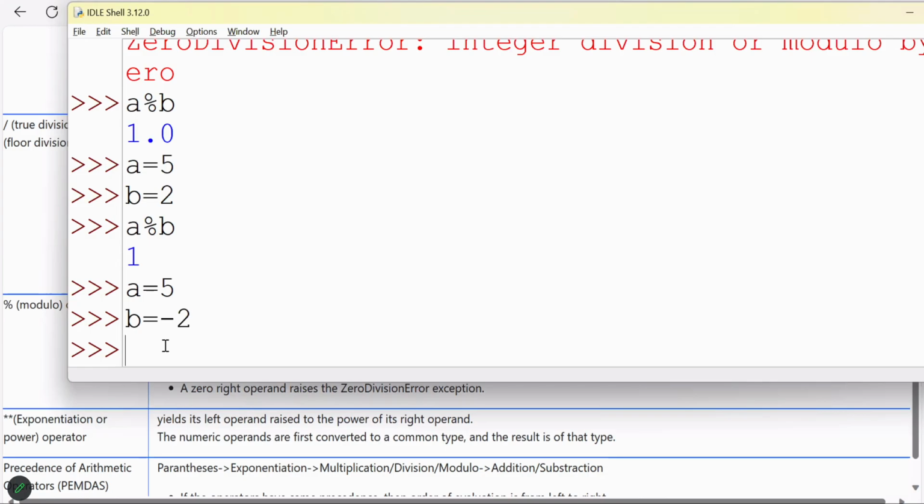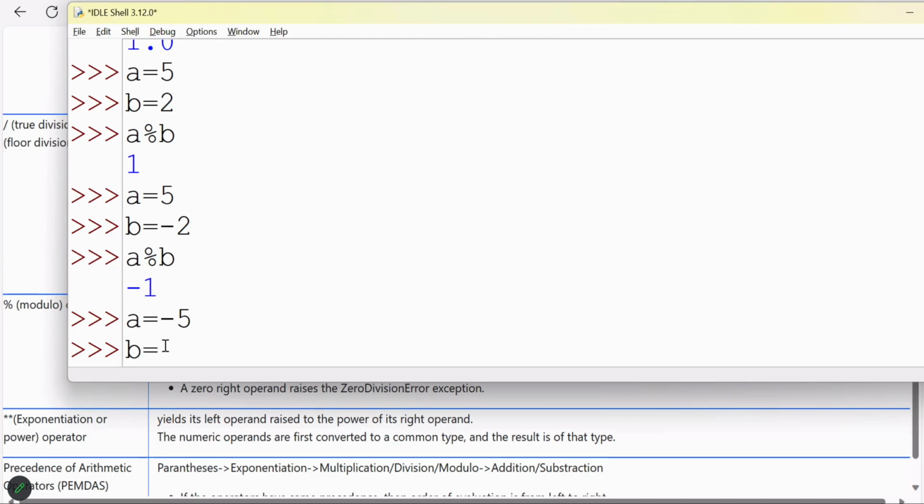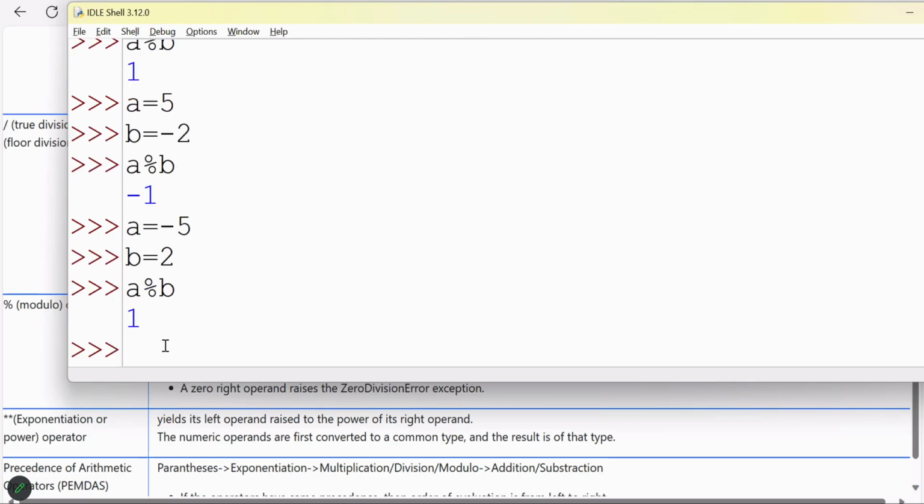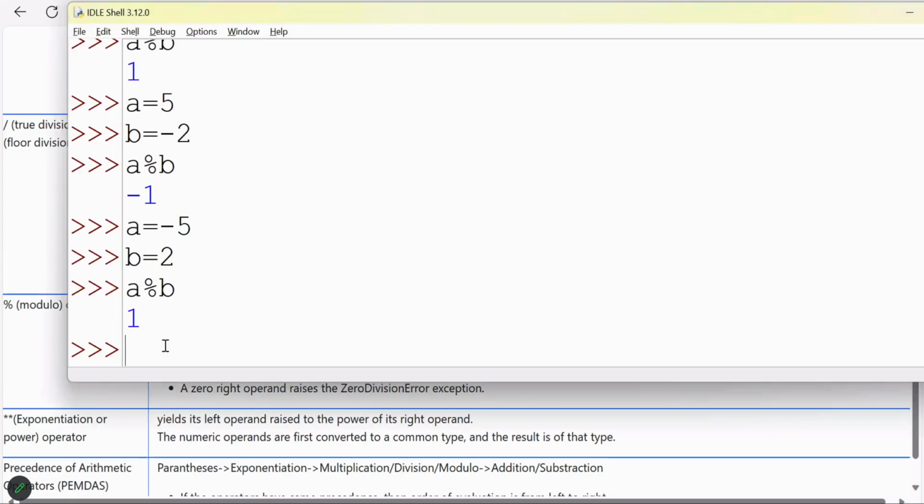Then what should be the result of the remainder? It will be the sign of the second operand. Now let us take a is equal to minus 5, b is equal to 2, a percent b. You can see the difference. It will always follow the second operand. So the absolute value of the result is strictly smaller than the absolute value of the second operand.